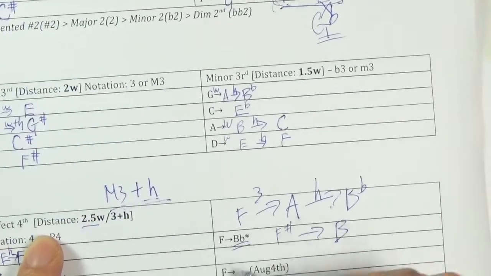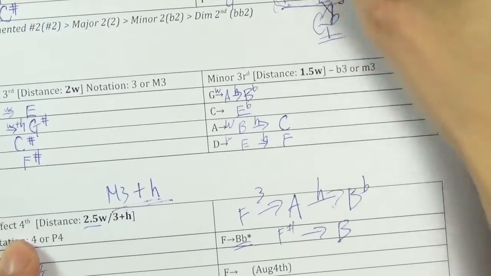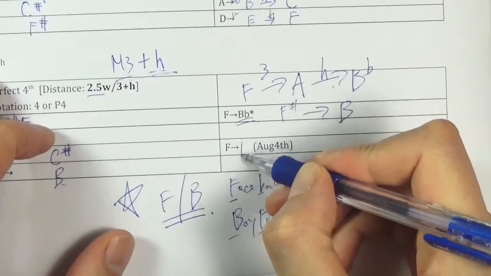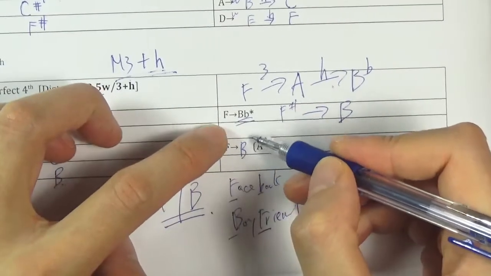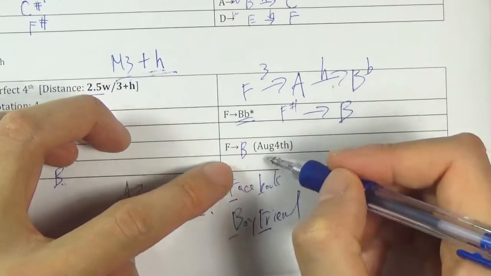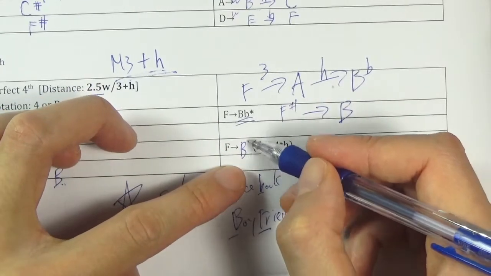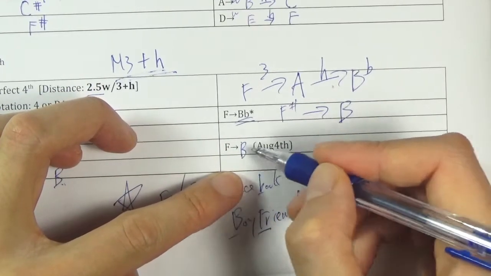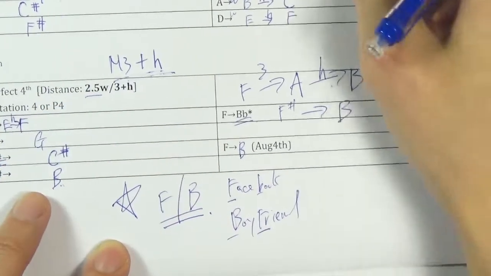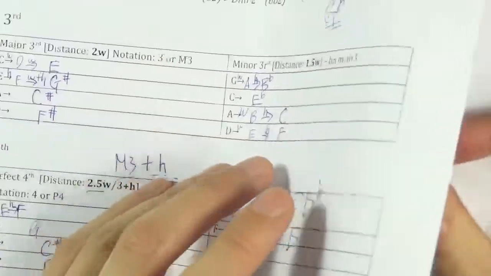So this one, augmented fourth. Sorry, augmented fourth. So B flat would be a perfect fourth. So if you raise that, you will get an augmented fourth. So I'm just neutralizing this one. So F to B would be an augmented fourth. Okay, cool. That's our fourths. Let's go to fifths.